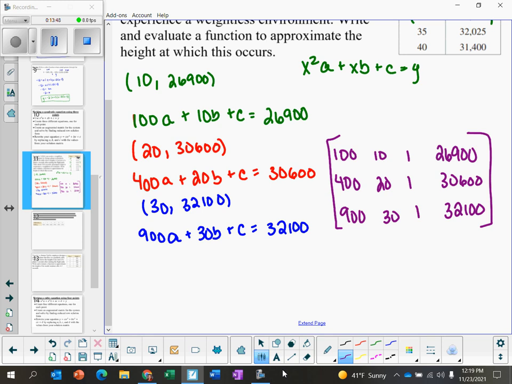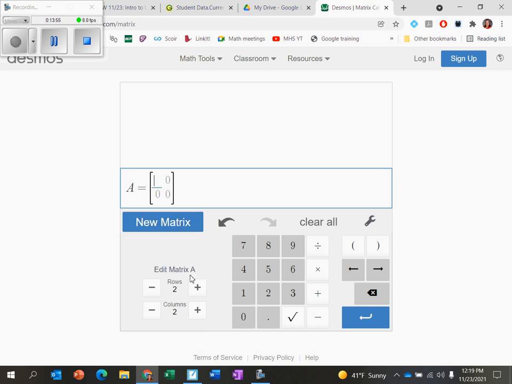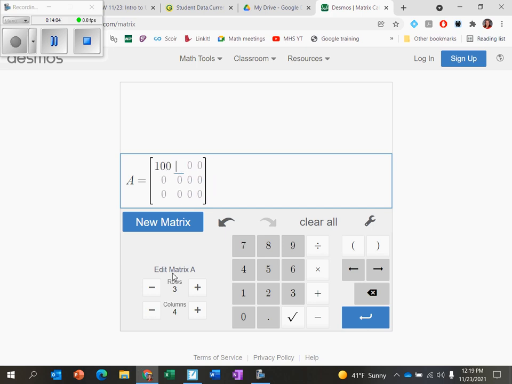So what I'm going to do is go over to desmos.com/matrix. I'm going to type this matrix in. So we're going to make a 3 by 4, and let's type that all in. So that was 100, 10, 1, 26,900. We had 400, 20, 1. We had 900, 30, 1. All right, so there's our matrix.